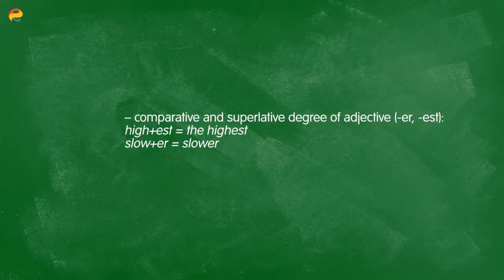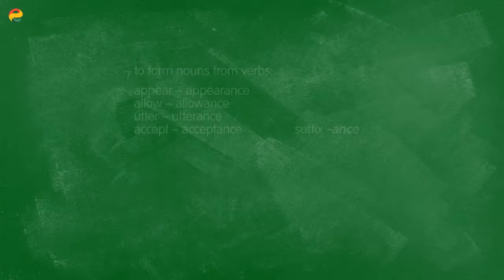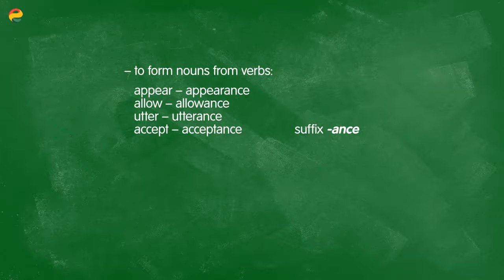We also use suffixes to make the comparative and the superlative forms of many words. For example, highest, the highest, and slower, like in the sentence, he is walking slower than I am. And finally, we can use suffixes to form nouns from verbs, like in the examples you should see on your screen right now: appear can become appearance, allow, allowance, utter, utterance, and accept, acceptance.